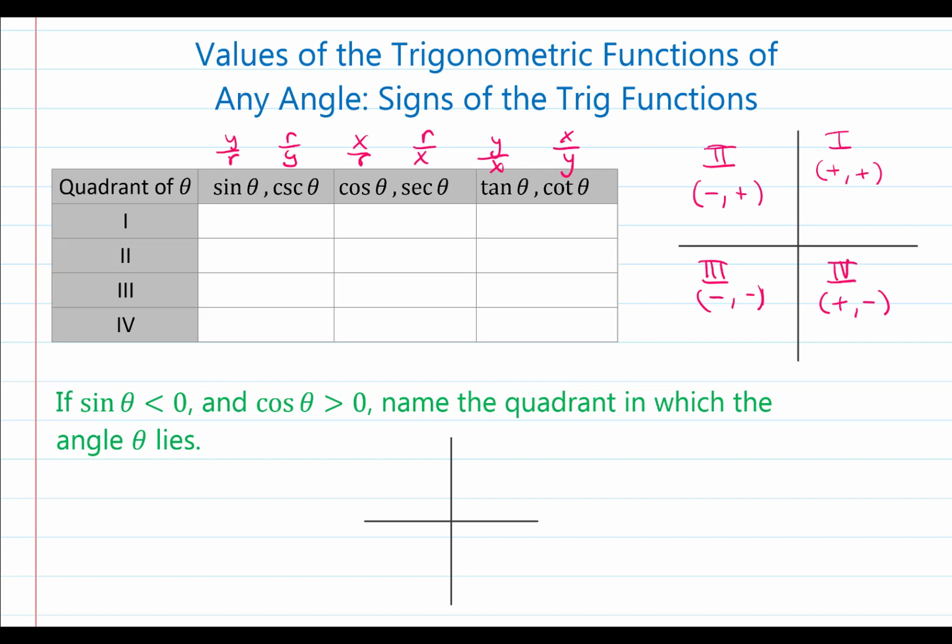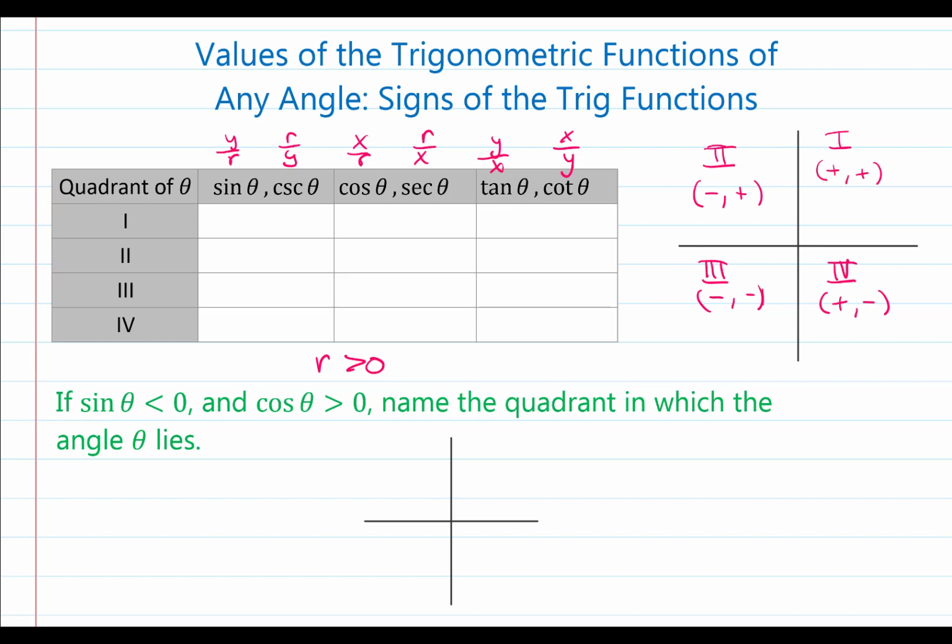Now, one thing to quickly note is that the value of r will always be greater than 0, meaning that it will always be positive. It is the distance from the origin to any point on the terminal side. So as a result, the value will always be positive.